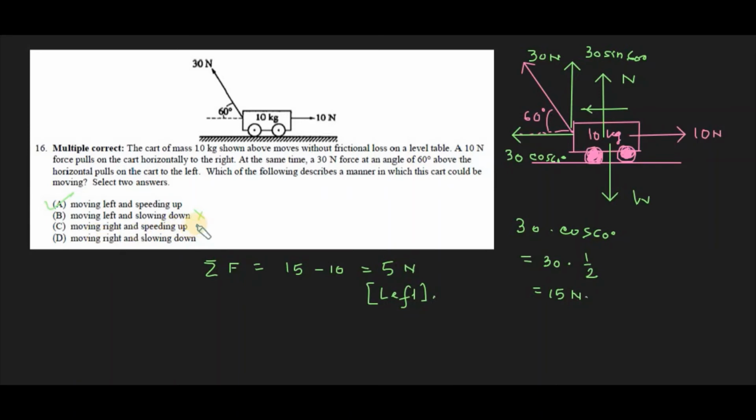Moving to the left, slowing down, cannot be possible because here it has acceleration. Moving right and speeding up is also not possible because it has acceleration to the left-hand side. In case of D, moving right and slowing down, that would also be possible, since the acceleration direction is always along the direction of the net force. Slowing down means retardation. Retardation on the right-hand side means acceleration to the left-hand side. So that would also be possible. So the multiple correct options are A and D.